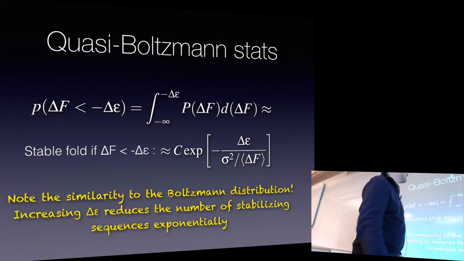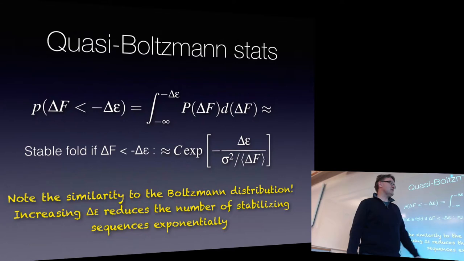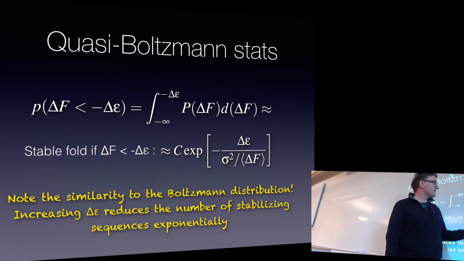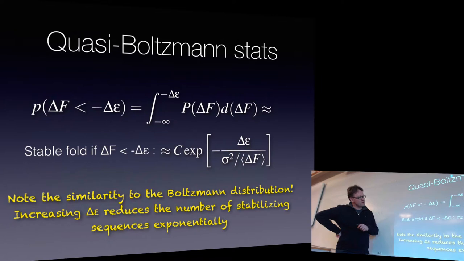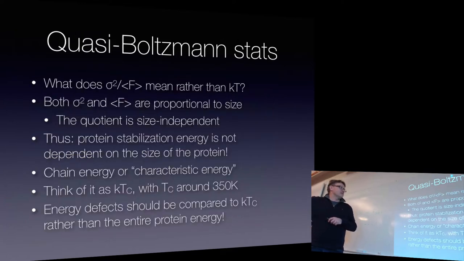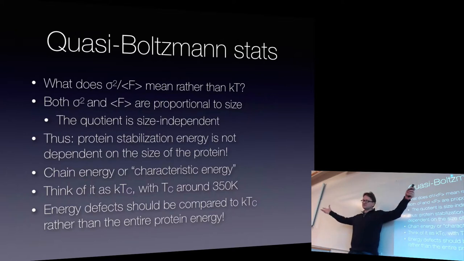You can actually see something else from this that is pretty cool. So we said delta E for a hydrogen bond might be, say, 5 kilojoules per mole or something. What is all the stuff you have here in the denominator? I don't have this equation on the next slide, so just have a look at the equation first. So you have delta E, and then a denominator that is a quotient between sigma squared and delta F. Delta F, the average energy in something, is proportional to the size of the protein. Do you agree with that? If the protein is twice as large, the energy in the protein is likely twice as large.